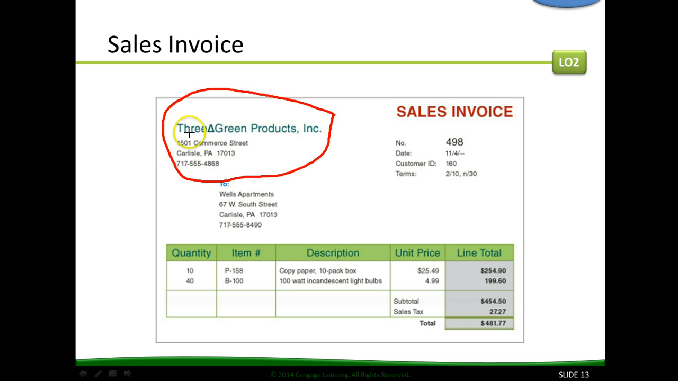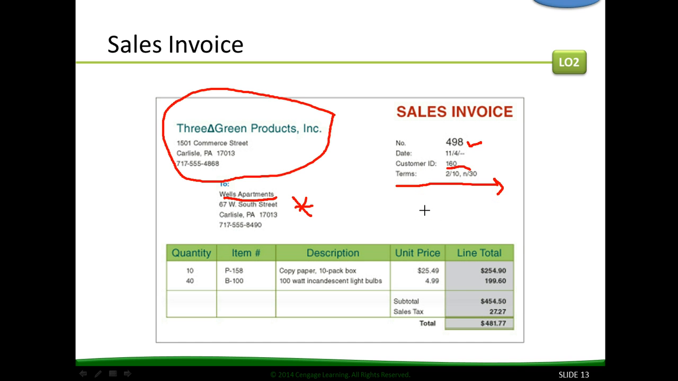Now, this is our invoice, and that's why our name is there. Apparently we gave credit to who? Yep, Wells Apartments. Our invoice number is 498. We did it on November 4th of the current year. Apparently, Wells Apartments is what account number? Yes, the 160. And we've given them terms too.